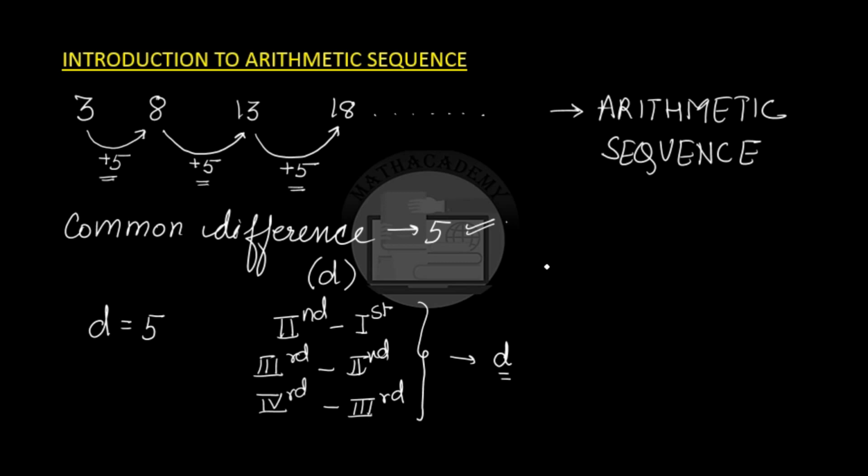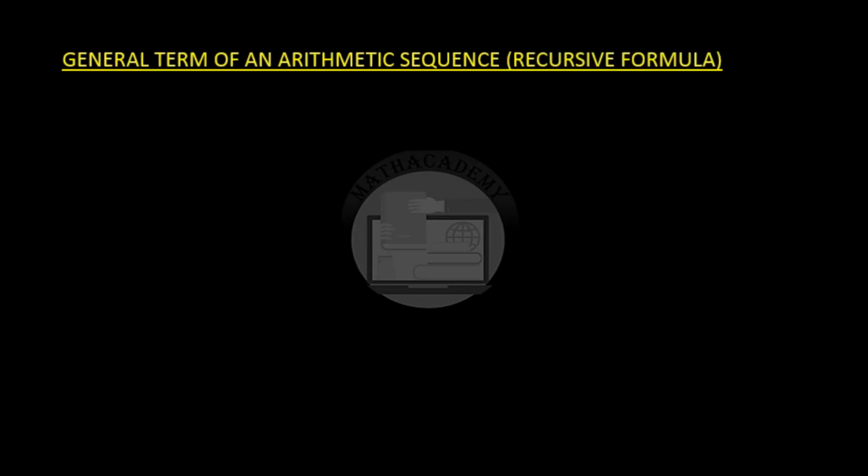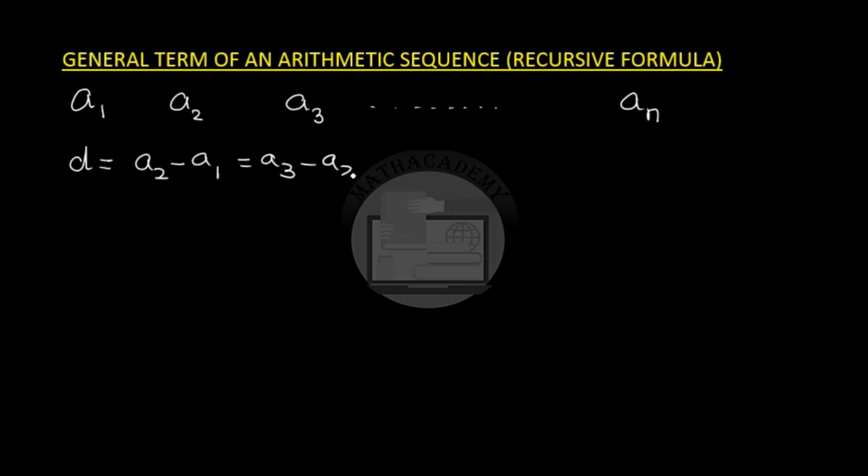So if we have an arithmetic sequence which has the first term as A1, the second term as A2, the third term as A3 and so on, and the nth term as An, then the common difference D is given by A2 minus A1 or A3 minus A2 and so on, or An minus the previous term which is the n minus 1th term. I hope this much is clear.